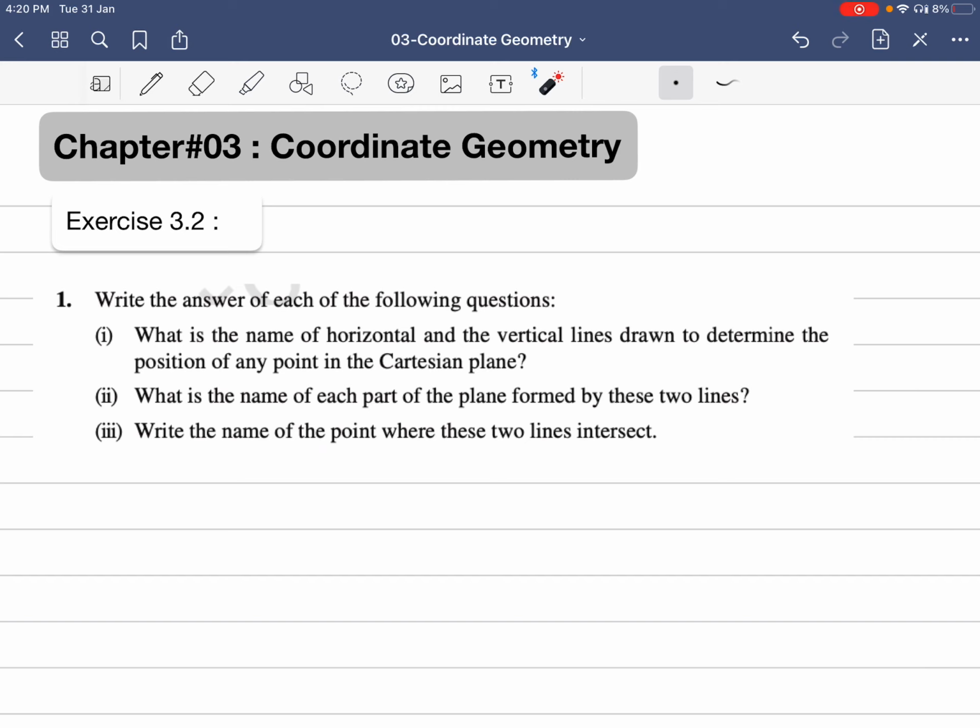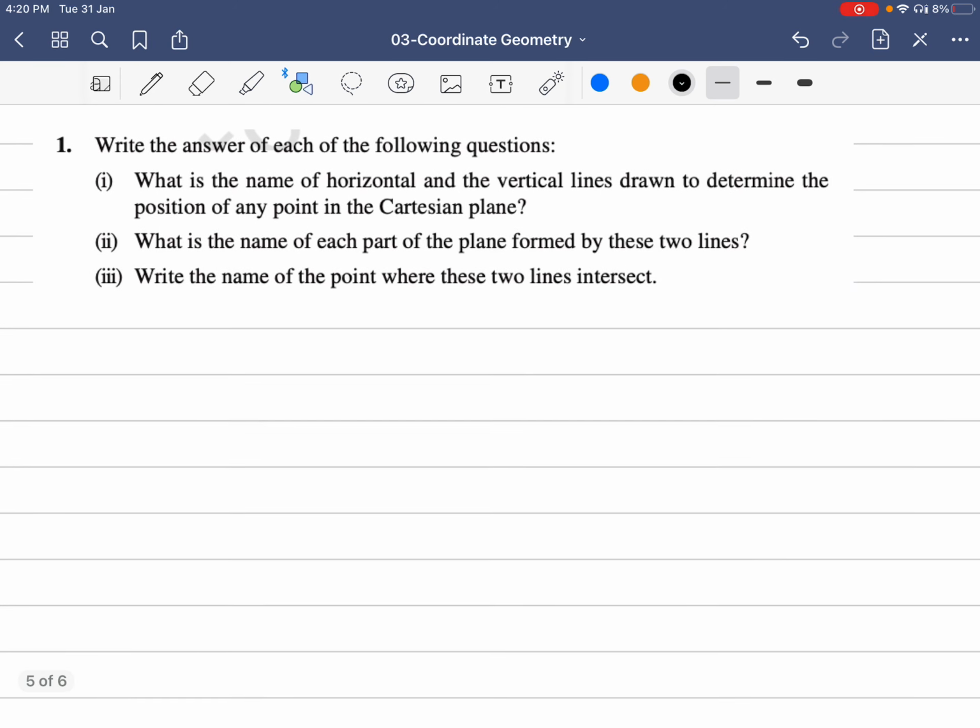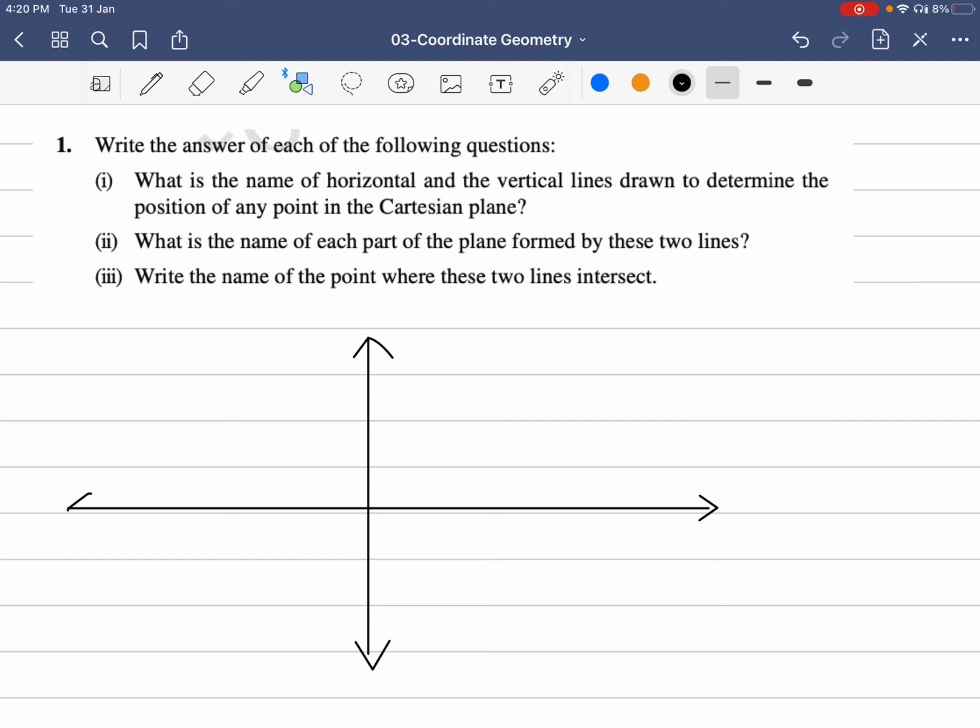What is the name of horizontal and the vertical lines drawn to determine the position of any point in the Cartesian plane? Okay, so we know that these lines are something like this. So we have a vertical line, and we have this horizontal line like this. So we have these two number lines. One is this horizontal number line, which we call the x-axis. It is usually called x bar and x. And this is the y-axis, which is called y and y bar.